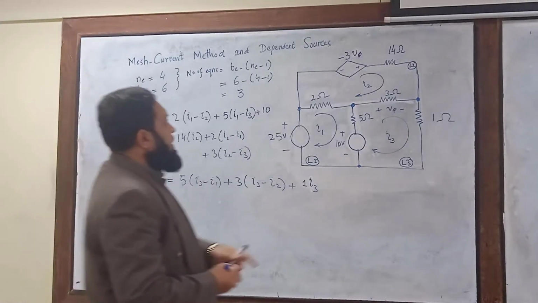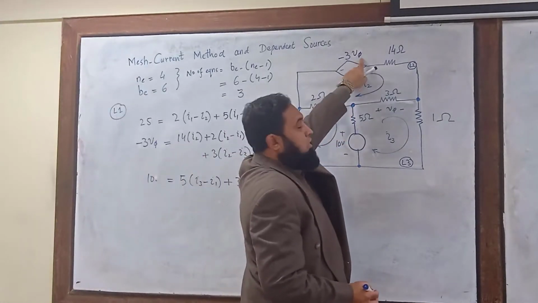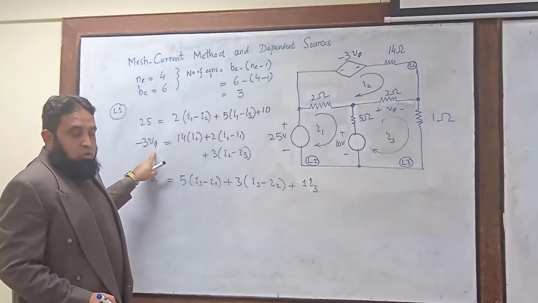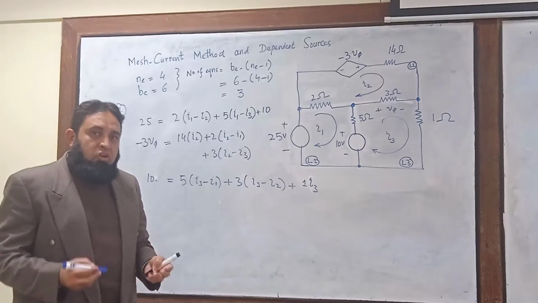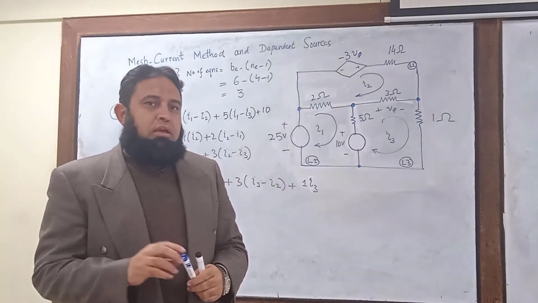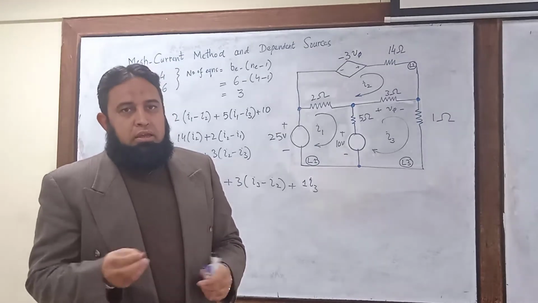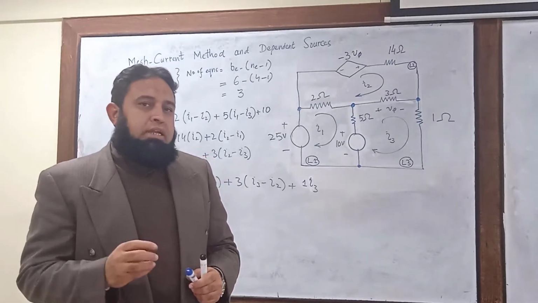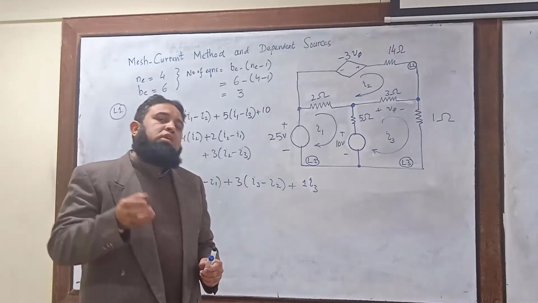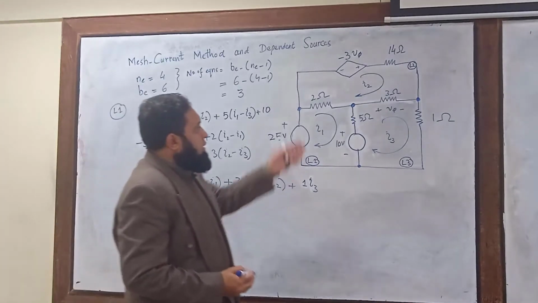But we have another unknown, that is V5. So V5 is also unknown. So we have 3 equations and 4 unknowns. So this is the thing we have to consider while analyzing the circuits with dependent sources, voltage source or current source.